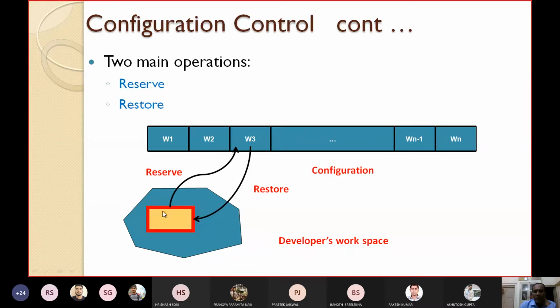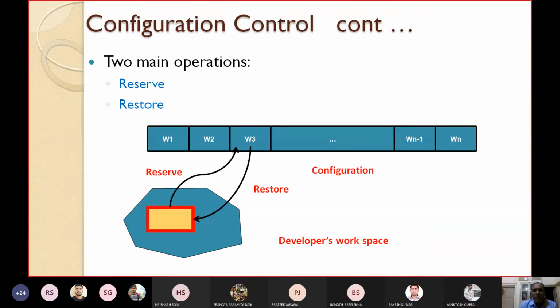Then when he completes his changes, what will happen? This W3 will be restored by which one? This changed one. So here the changed one is there. The developer has made some changes to this W3, maybe W3 prime. Then he has to test it, get approval from the change control board, and if everything is okay, then W3 will be replaced by the changed one. So this blue area is the developer's workplace. In this way, configuration control occurs.